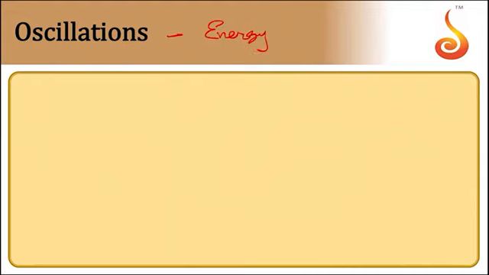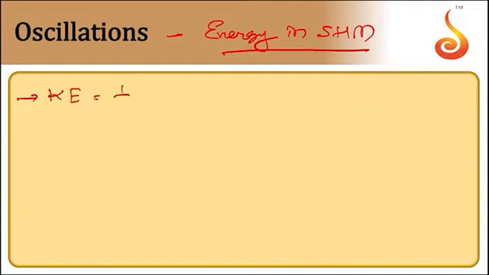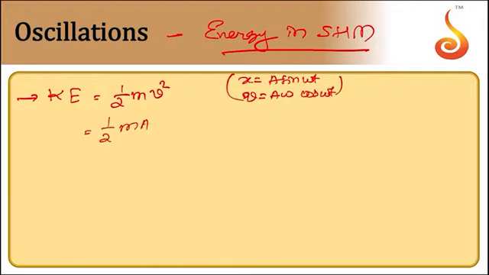Energy of a particle in SHM. As it is a particle in motion, there is some mechanical energy associated with the system. You know, the kinetic energy of the particle is simply given by half mv², right? Again, assuming x is equal to a sin ωt, we have v is equal to aω cos ωt. So what do I have? I have half m a²ω² cos²ωt. This is the kinetic energy of the particle.